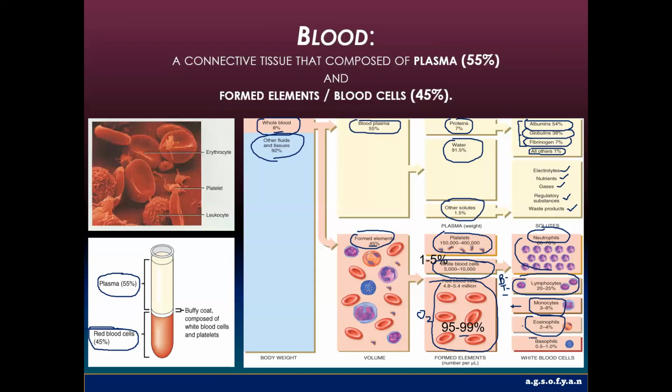The last one is very, very rare, less than 1% in our blood. It's called basophil. Basophils are mostly important for inflammatory responses and also against allergens that cause allergic reactions. Usually eosinophils and basophils work together to fight against allergens that cause allergic reactions. So these are the components of the blood.